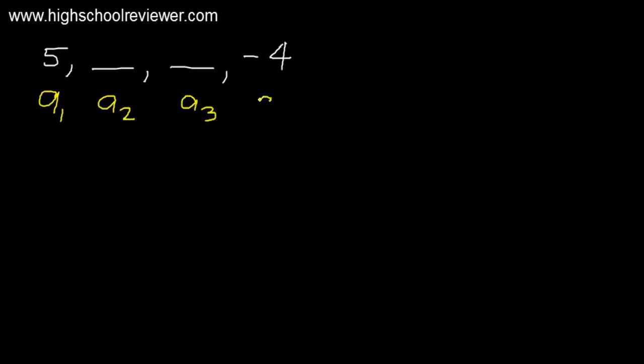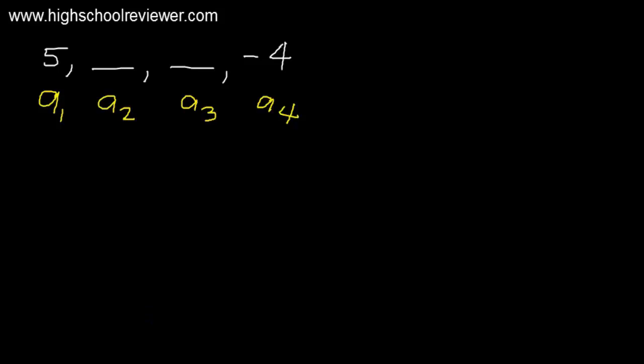Our given problem: we have positive 5, and we have the missing terms or the arithmetic means. We have two terms here that we need to find, and the last term is negative 5. So to find the missing terms, first we need to call this a sub 1. This is our a sub 2, a sub 3, and a sub 4. And we need to find the value of d.